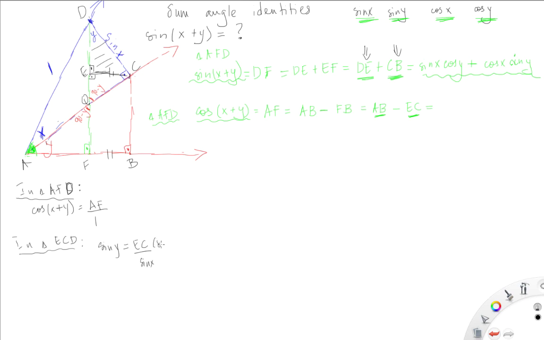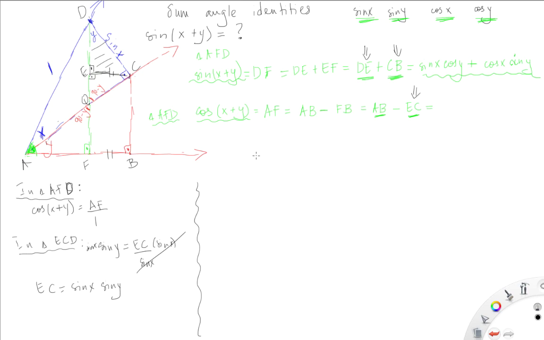Well, I want to eliminate sine of x on the bottom. So I'm going to multiply both sides here by sine x. It cancels out, and I get EC is equal to sine x, sine y. Great. So I found this side over here. I know it's equal to sine x, sine y. Now, I need to find side AB.